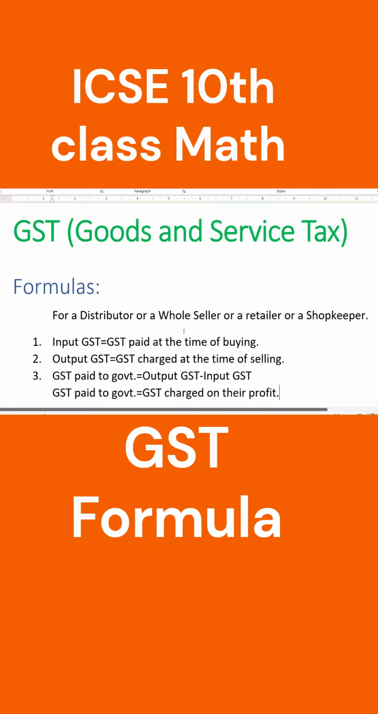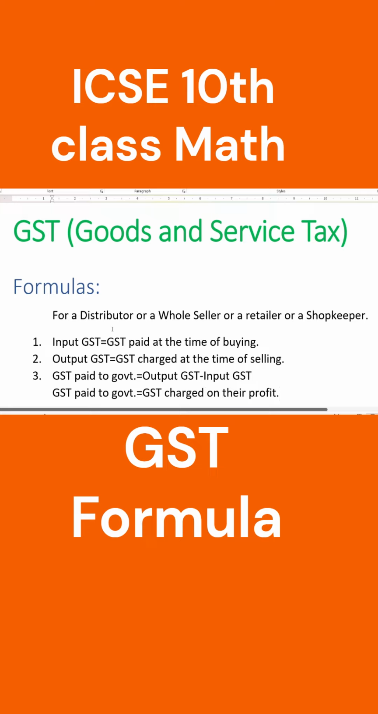So, for a shopkeeper, wholesaler, retailer, input GST is GST paid at the time of buying, and output GST is GST charged at the time of selling. And GST paid to government is output GST minus input GST. This is one formula. Another formula is if GST is not given, CP, SP given, then GST paid to government is GST charged on their profit. There are two formulas for a shopkeeper, wholesaler.